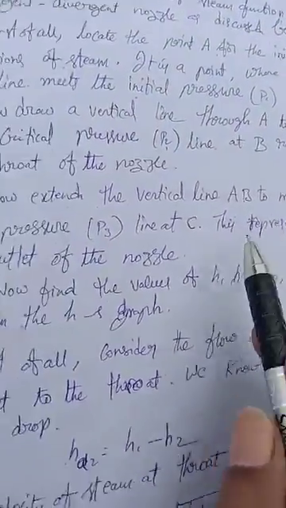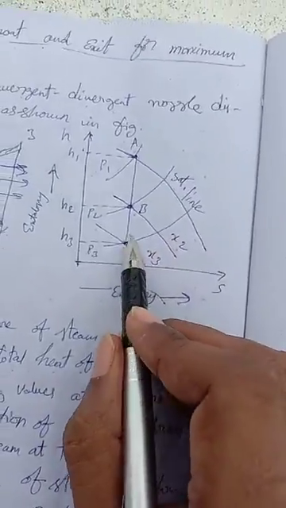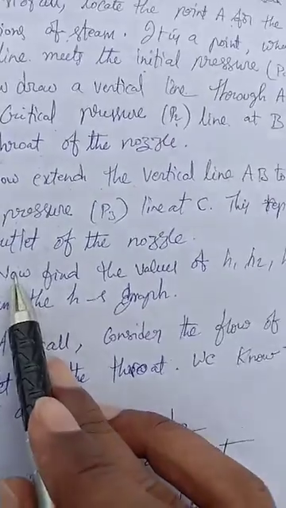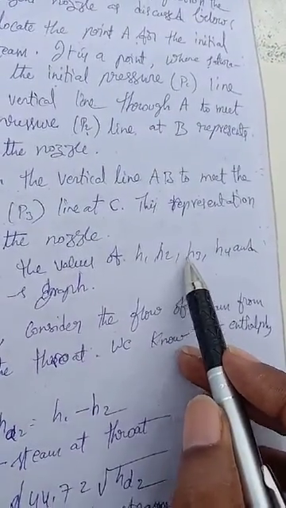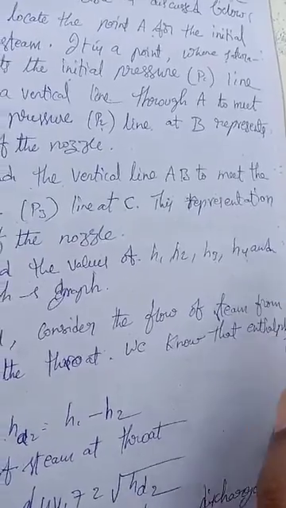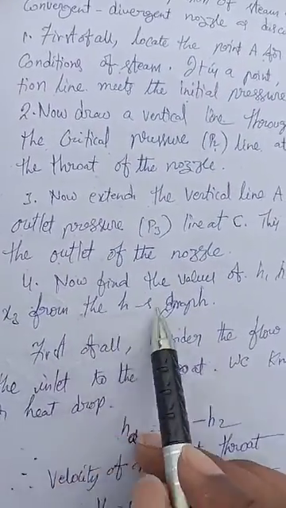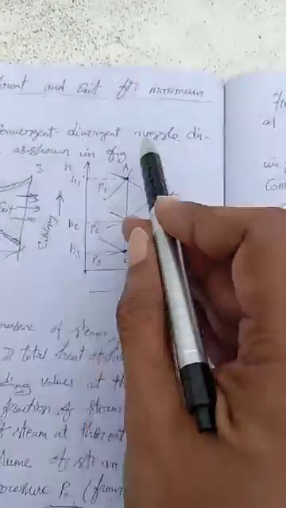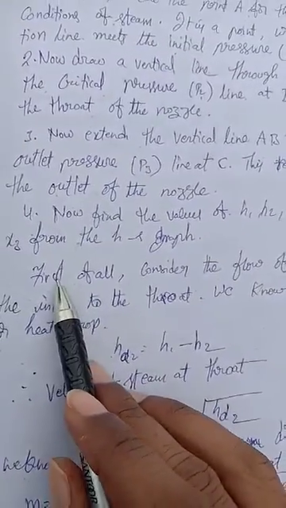This represents the outlet of the nozzle. This is called outlet of the nozzle. Now find the values of h1, h2, h3, h4 and x3 from the HS diagram. సో ఈ డయాగ్రామ్ నుంచి మనకి అన్నోన్ వాల్యూస్ ఏవైతే ఉన్నాయో ఆ అన్నోన్ వాల్యూస్ అన్నీ కూడా మనం ఇక్కడ ఫైండ్ అవుట్ చేసుకోవాలన్నమాట.